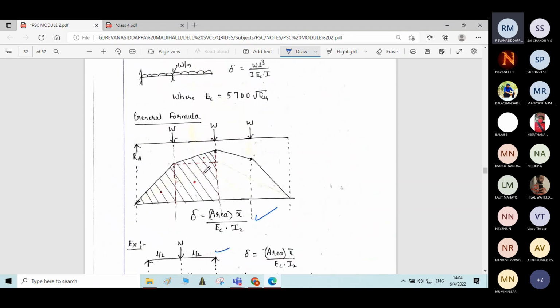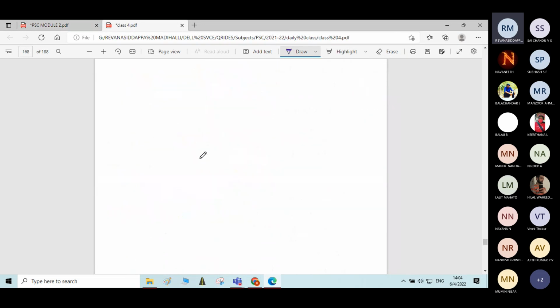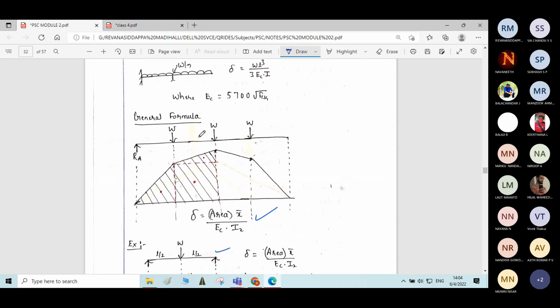So what you have to do? First, you need to generate the bending moment diagram. For that bending moment diagram, using this generalized equation, delta is equal to area into x bar divided by EI, you have to find the deflection due to the live load. So the first step is to find the bending moment diagram for the live load.